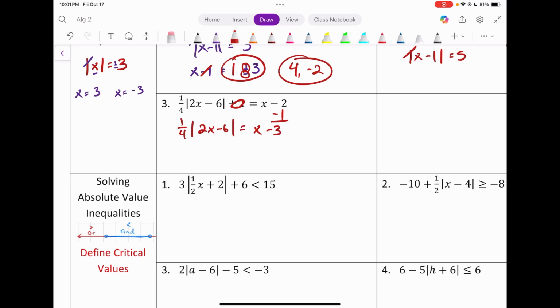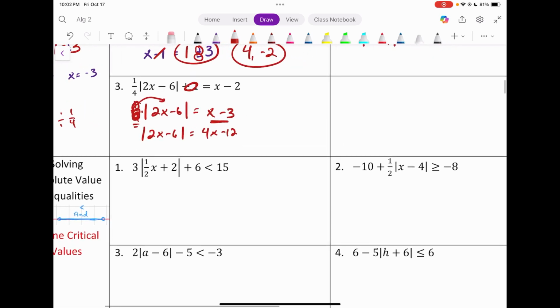To get rid of 1/4, since 1/4 is being multiplied by this whole thing, I've got to move it over by dividing. The issue is, how in the world do you divide by fractions? If you don't remember, to divide by fractions, you flip and you multiply. So anytime you're moving multiplication over or division over, you got to multiply the whole side. So in order to get rid of 1/4, I'm going to multiply by 4. So that gives me absolute value of 2x minus 6 equals 4x minus 12. Multiply it by all of it.